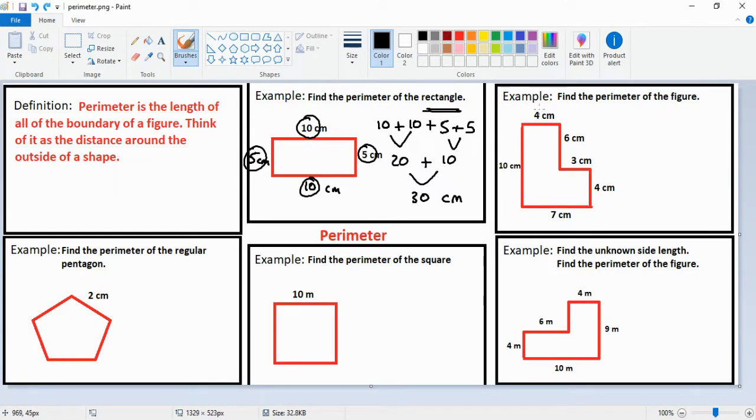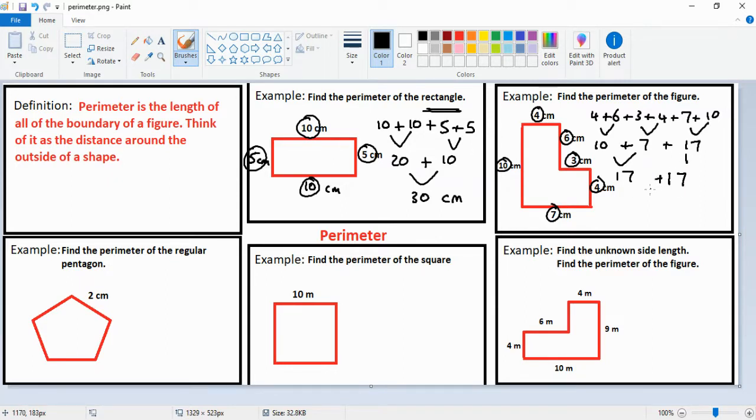Again, it's up to you where you start and how you add them, but make sure you get all the numbers. I have 4 plus the 6 plus the 3 plus this 4 plus this 7 plus the 10. And we have a lot to add there, so take your time and group them. 4 plus 6 is 10, 3 plus 4 is 7, 7 plus 10 is 17, and we go again. 10 plus 7 is 17. Bring this one down. 17 plus 17.